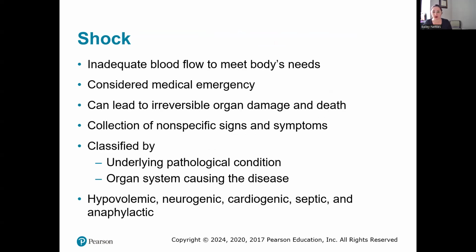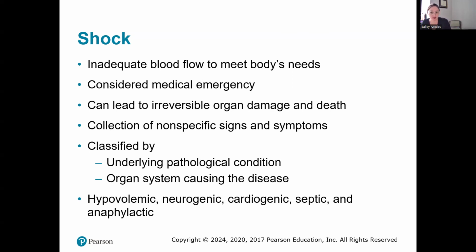All right, so now we're done with the heart, kind of. We're going to talk about shock. So shock, there's different types of shock. They're listed on the bottom. Overall, the problem is that we don't have blood flow to meet our body's needs, whether it's being stopped, whether we don't have any blood, whatever's going on. These are medical emergencies. They can cause organ damage and death. They're classified by their underlying pathological condition, and whatever is causing the problem, that's how we diagnose it.